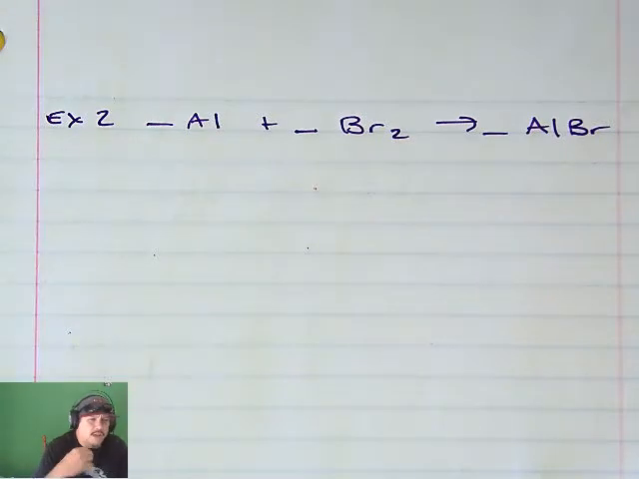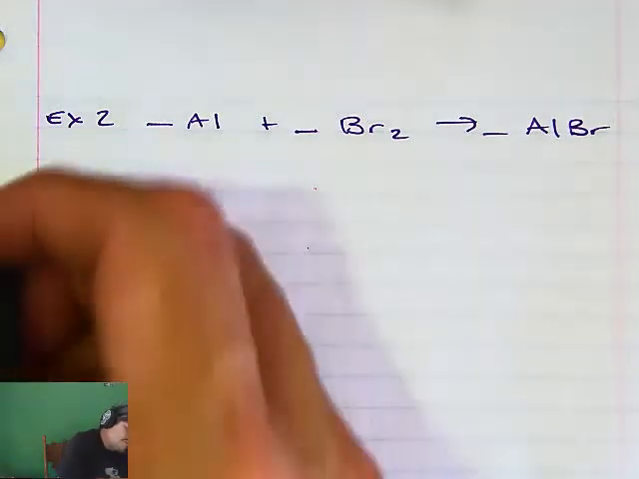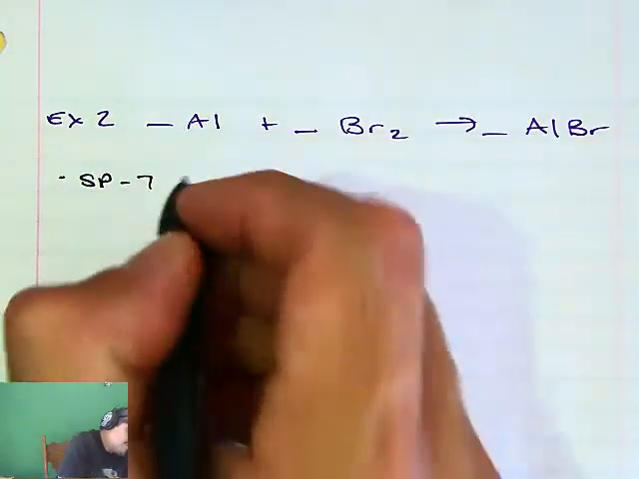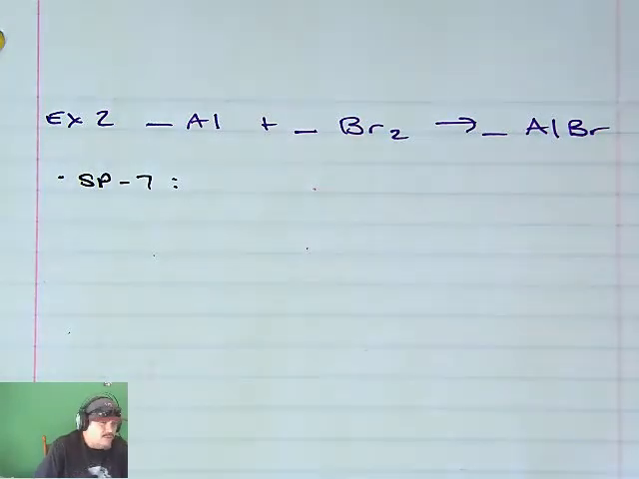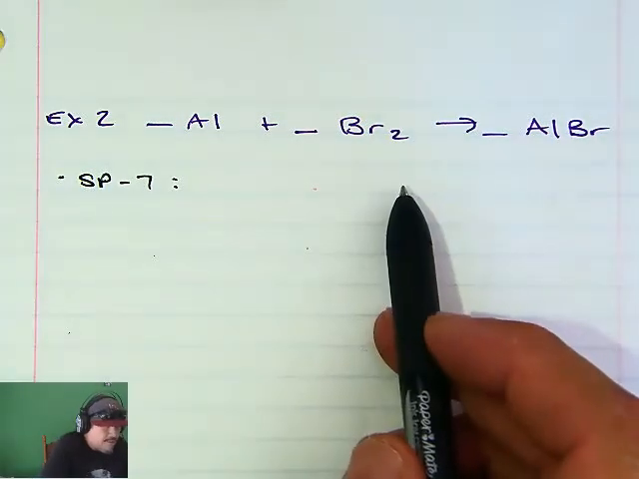Okay, so here's example 2. Again, just go through the process. Special 7. Doesn't apply. This is a special 7, but it already has a 2, so it's already adjusted or done for you. You don't have to worry about it.